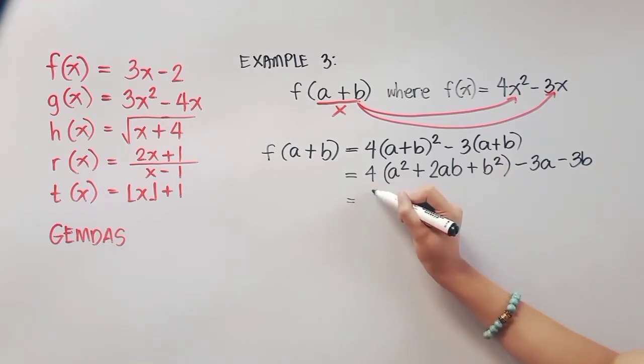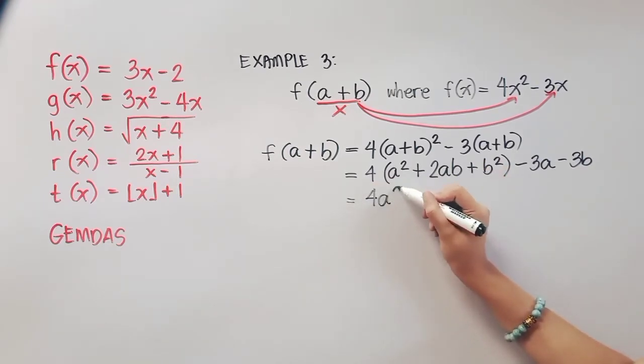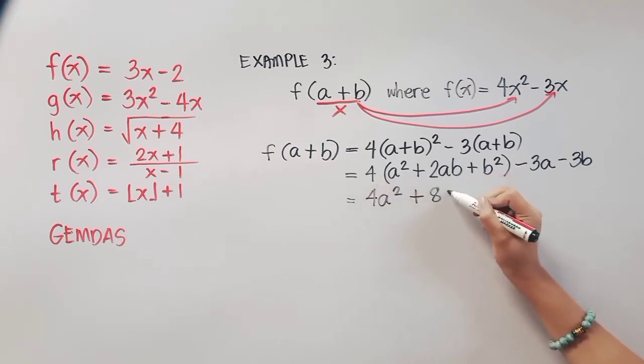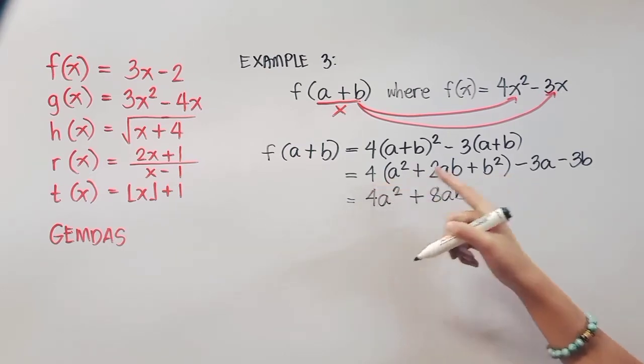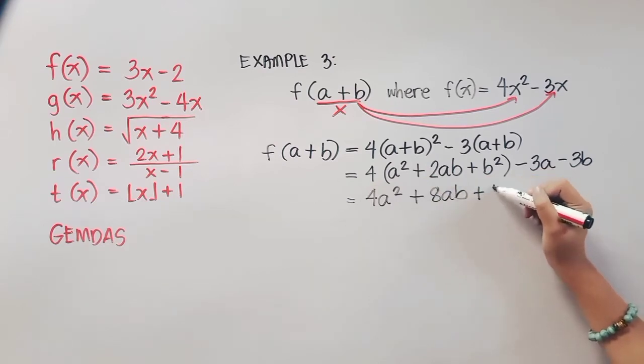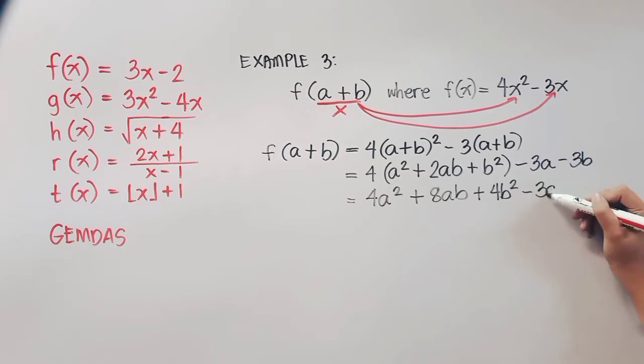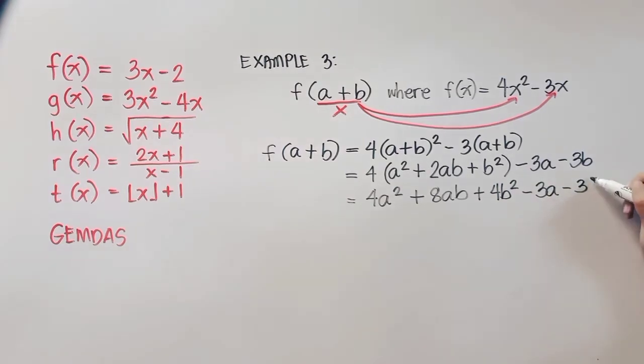So we have 4 times a squared is 4a squared. 4 times 2 is 8. Copy ab. And then that is positive 4b squared. And then we'll just have to rewrite negative 3a minus 3b. There's no more like terms, therefore this is our final answer.